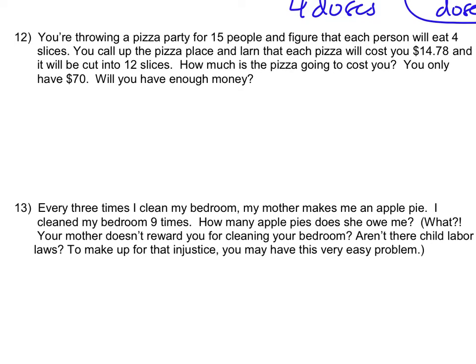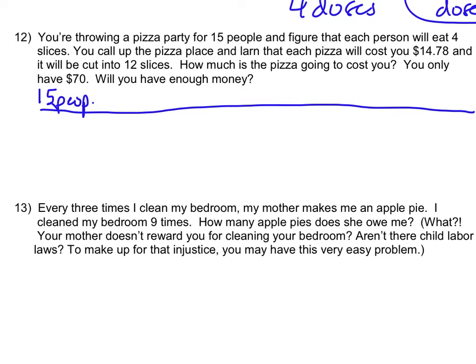First step would be to write what I have. I know that 15 people are coming. Second step, I want to know how much the pizza is going to cost me. So I'm going to put cost over here. Okay. So I know that each person will eat 4 slices. So 1 person per 4 slices. I'm going to put SL for slice, or maybe SLI. So the people cancel. I'm left with slices.